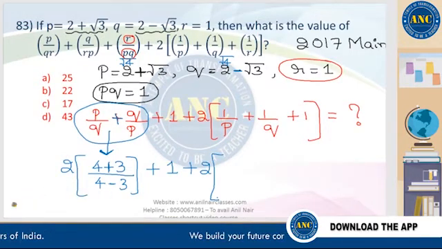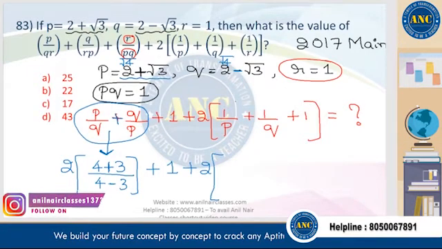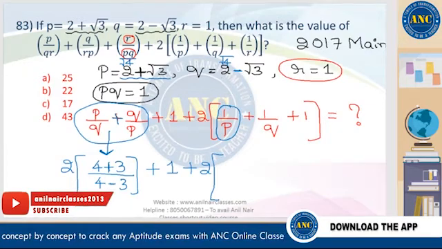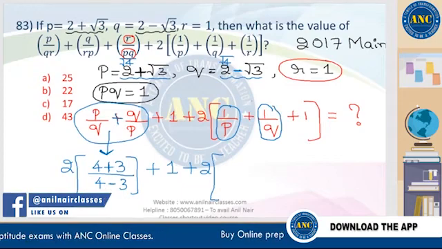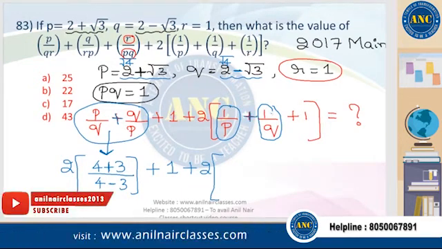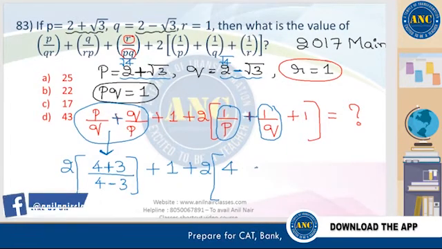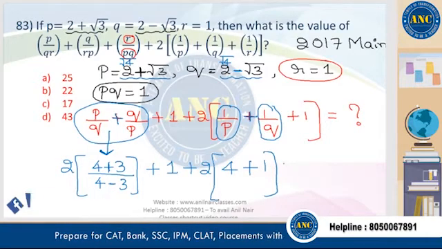Now see here, see how simple it is. 1 by p, p value is 2 plus root 3, so 1 by p value is 2 minus root 3. Q value is 2 minus root 3, so 1 by q value is 2 plus root 3. So 2 minus root 3 plus 2 plus root 3. Minus root 3 plus root 3 cancels. 2 plus 2 is 4. And this one I will write as it is. The easiest question. Easiest.